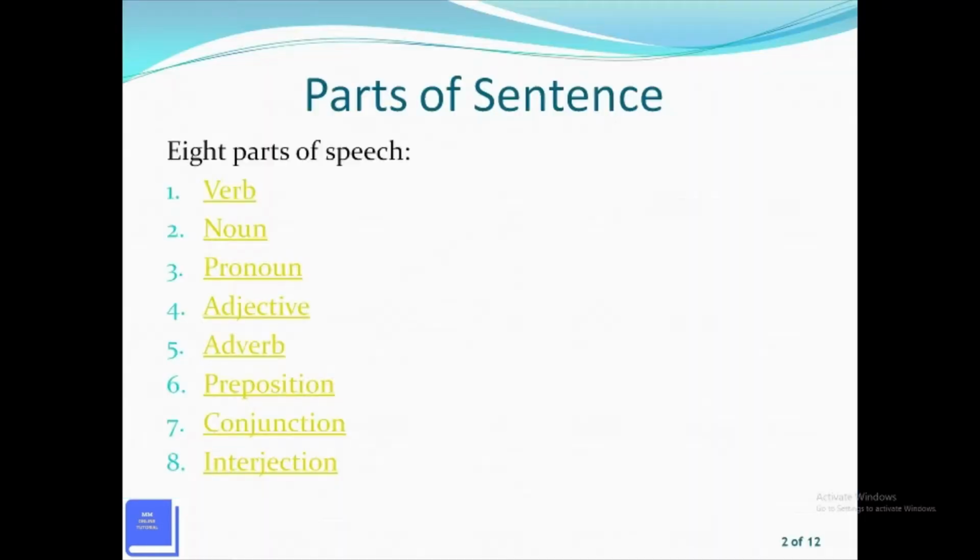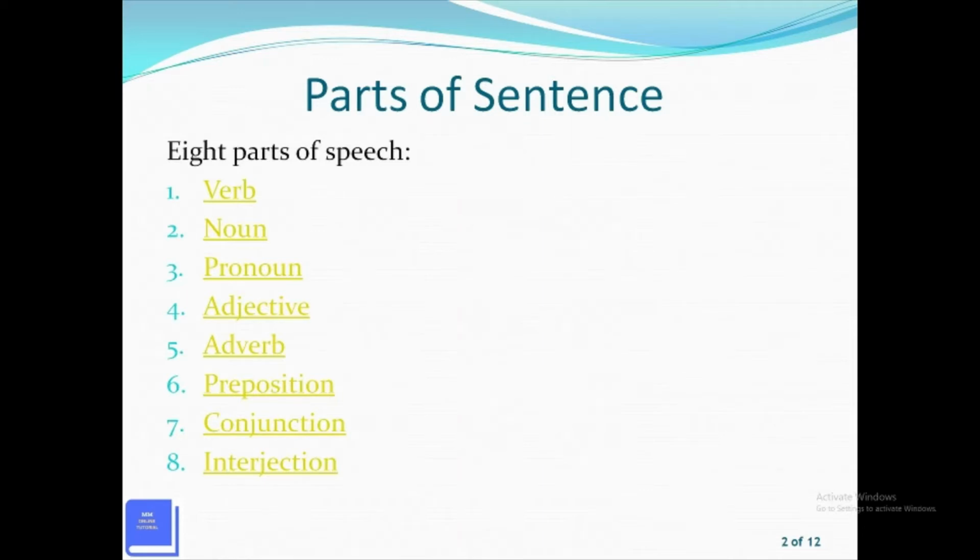So there are around 8 parts of speech or parts of sentence: verb, noun, pronoun, adjective, adverb, preposition, conjunction, and interjection. So we'll learn about each individual part and how they are used in the sentence to complete the sentence. Also, you can identify those parts of the sentence through some example sentences.